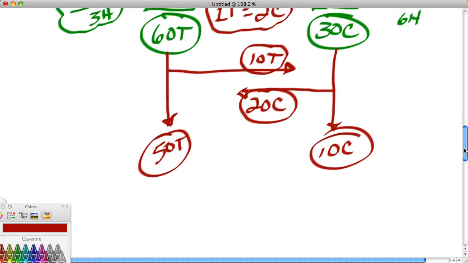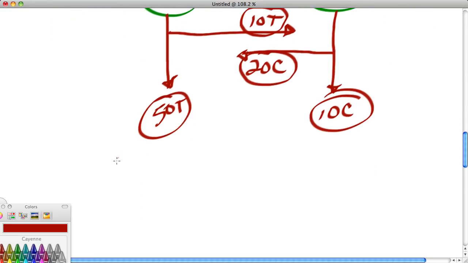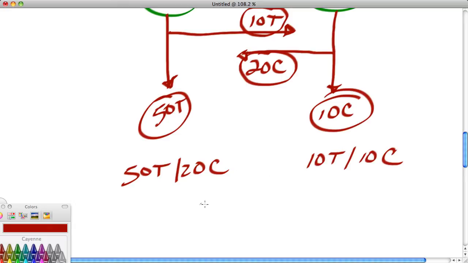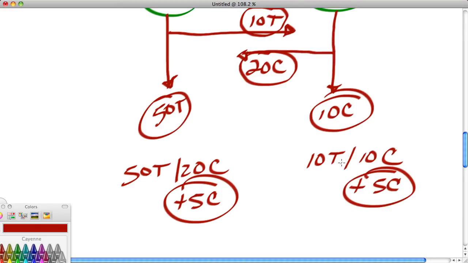Now, let's summarize. Green Thumb, by trading, gets her 50 tomatoes and gets 20 corn. Five Thumb, by trading, gets his 10 tomatoes and gets 10 corn. Notice that Greenthumb is 5 corn better off by trading. Notice that Five Thumb is also 5 corn better off by trading.